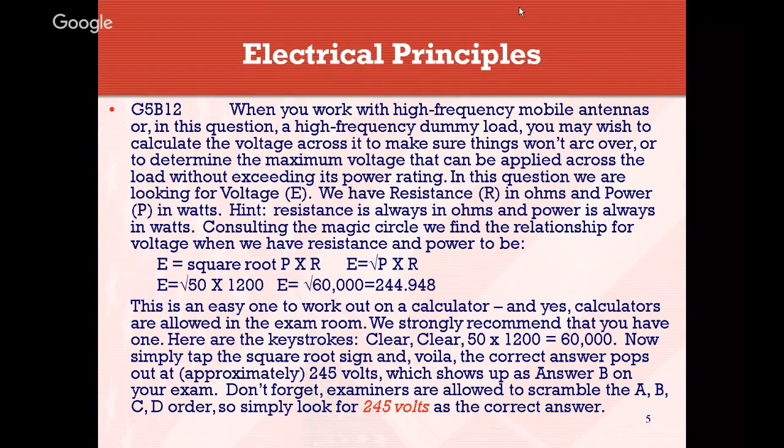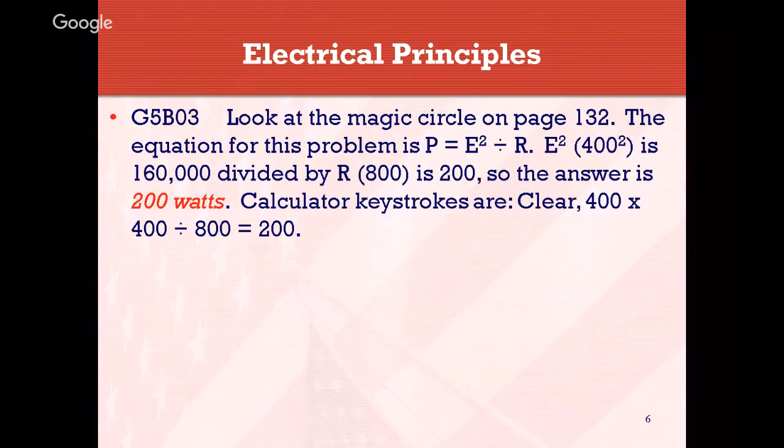One thing to note, examiners are allowed to scramble the A, B, C, D order. So look for 245 volts as the correct answer. If you look on page 132, there is the magic circle there. I just had it up on the screen, of course. But in this question, he's saying to consult that circle for the proper answer here.